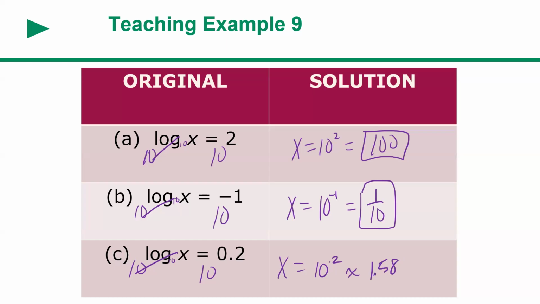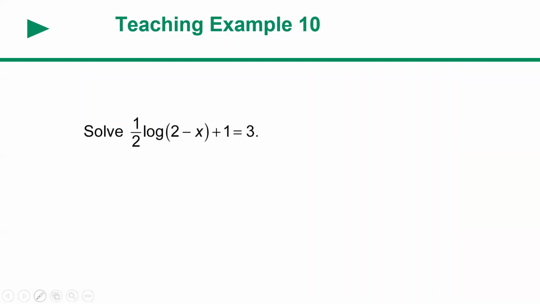Okay, so we did our one-stepper. Now it's time for our multi-step. Again, the goal here is to get the log by itself. Pretend that I highlighted all that. Okay, what's the first thing to do to get the log by itself? Minus 1, and we're left with 1/2 log of 2 minus x equals 2. All right, what's next?